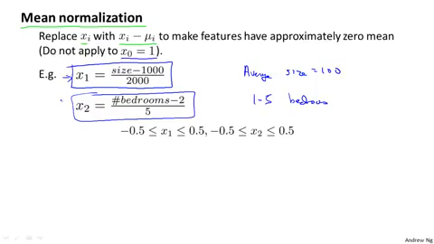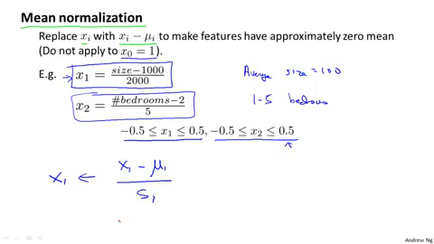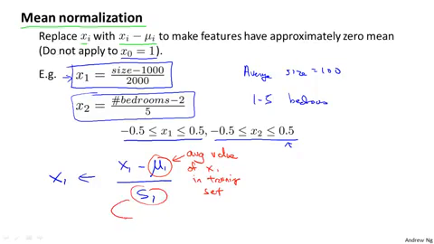In both of these cases, you therefore wind up with features x1 and x2 that can take on values roughly between -0.5 and +0.5. It's actually not true, x2 can actually be slightly larger than 0.5, but close enough. And the more general rule is that you might take a feature x1 and replace it with x1 minus mu1 over s1, where mu1 is the average value of x1 in the training set, and s1 is the range of values of that feature.